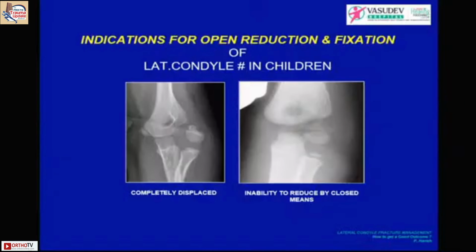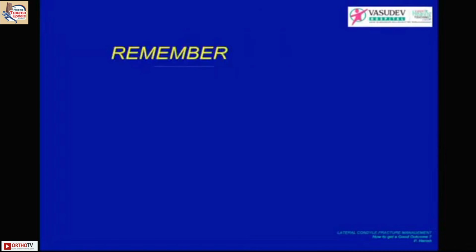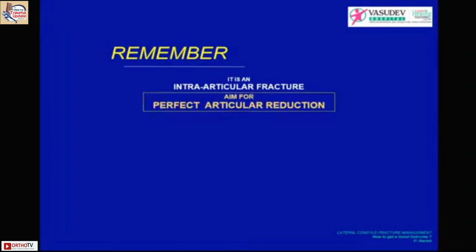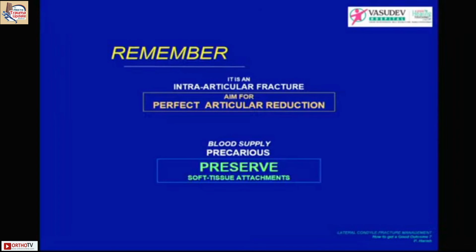Indications for open reduction: if you're not able to achieve a good articular reduction by closed means. What I want you to remember is that it's an intra-articular fracture, so aim for a perfect articular reduction. Blood supply is precarious, so when you try for open reduction, preserve the soft tissues.